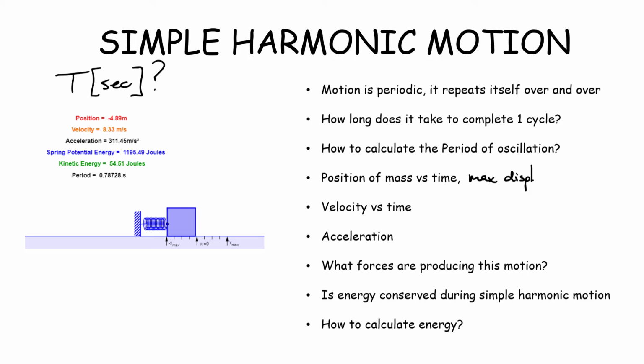Later on in the video, we're going to talk about energy. Is energy conserved in the system? And if so, what type of energy is there? You see that the mass is moving, so there's energy associated with motion, which we call kinetic energy. But we're also going to see that there's energy stored in the spring. We're going to call this potential energy stored in the spring. And the other question is, how do we calculate all these values? All right, so these are all the questions we're going to address in this video.